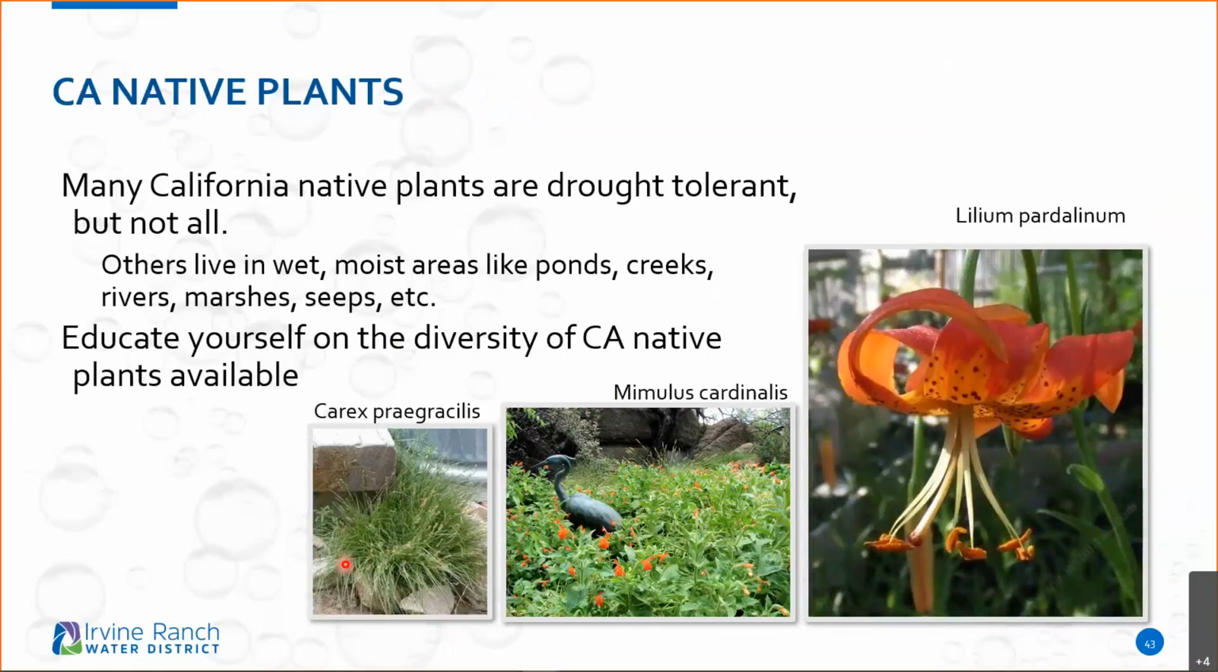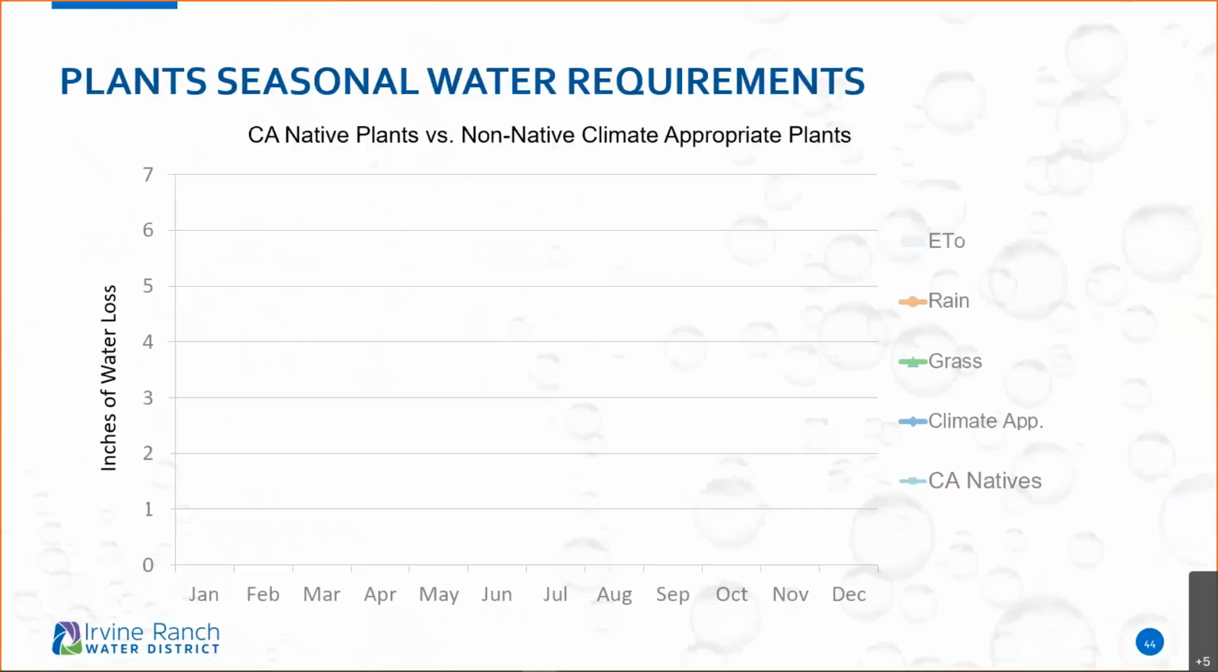Now, once again, not every single California native plant is completely drought tolerant. It's about learning a little bit about them, the environments they live in, and how we can utilize them in our landscapes to make our landscapes look beautiful and use very little water. So, I really can't say enough to go out there, get online, and do a little research on these plants.